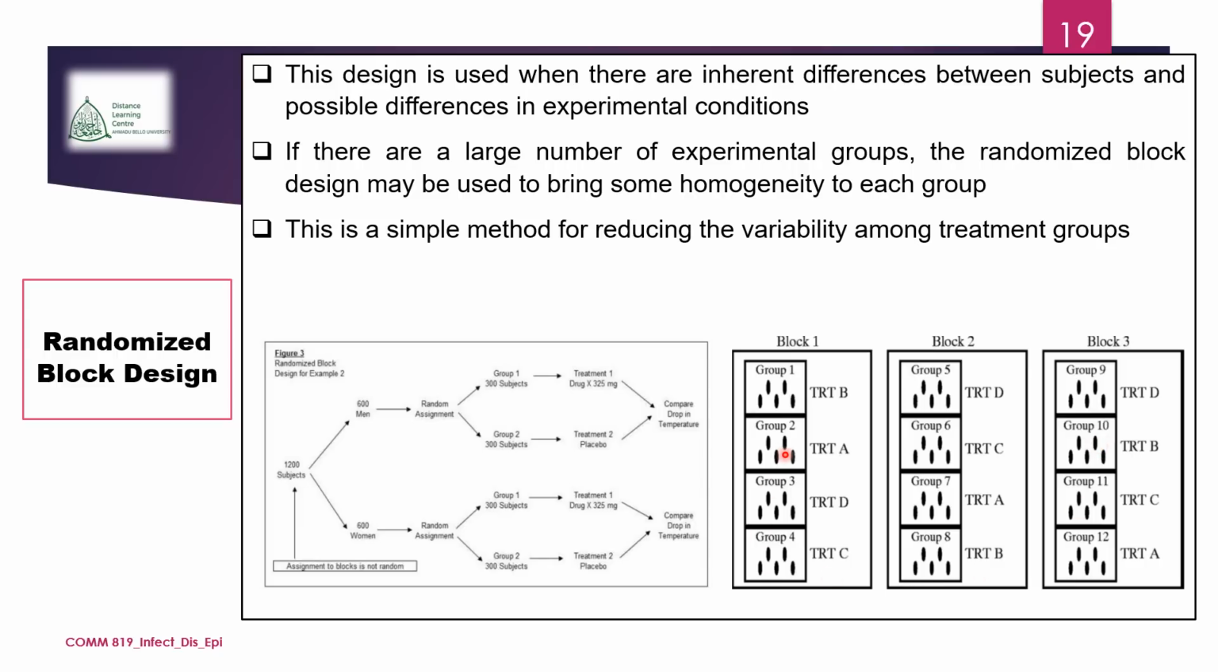Okay, then if you look at group 2, received treatment A, group 7 treatment A, and group 12. So it means group 12, 7, and 2 all receive the same treatment. Okay, so by arranging this way, the randomized block design may be used to bring some homogeneity to each group. Okay, all right.